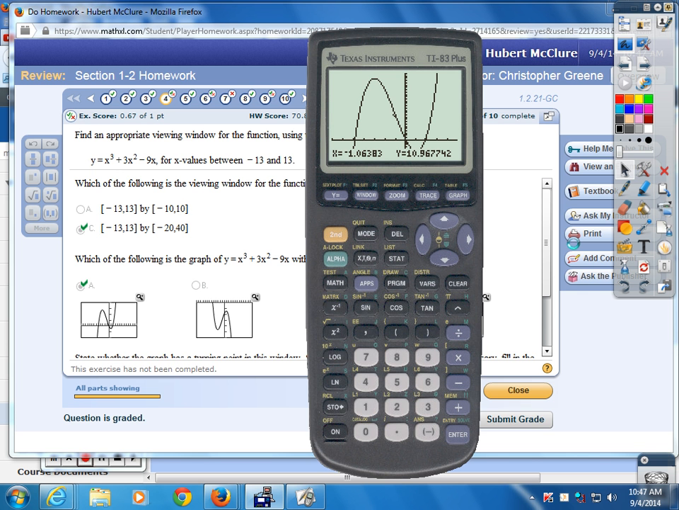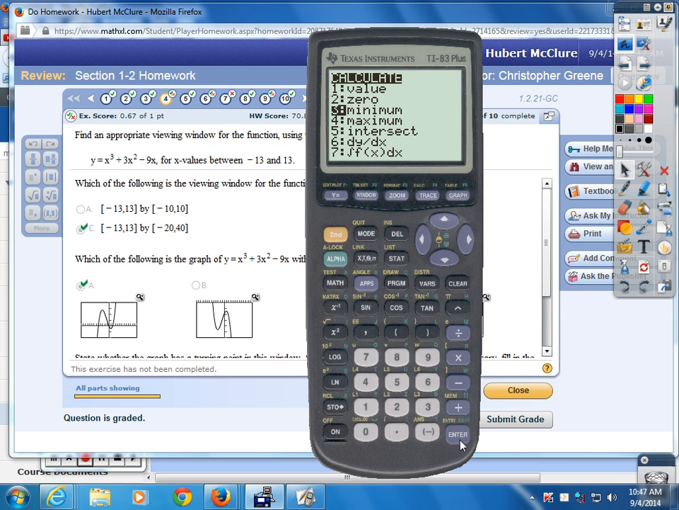Now, Mr. Green, I think that's the best way to do it. I don't even use window. Now, how do we find the max and the min? And this is good for chapters 1, 2, and 3. Hit second function, trace. Write this down in your notes. Second function, trace. And click minimum or maximum.